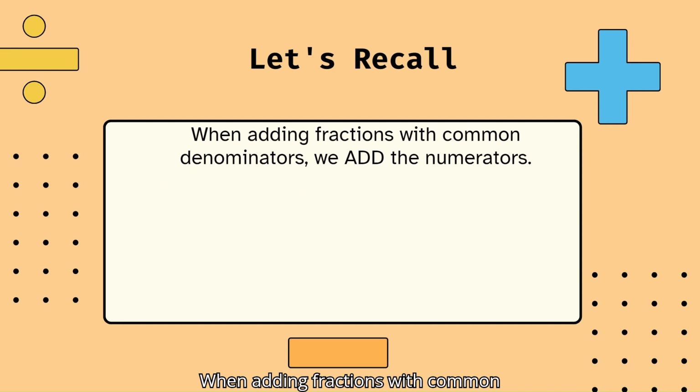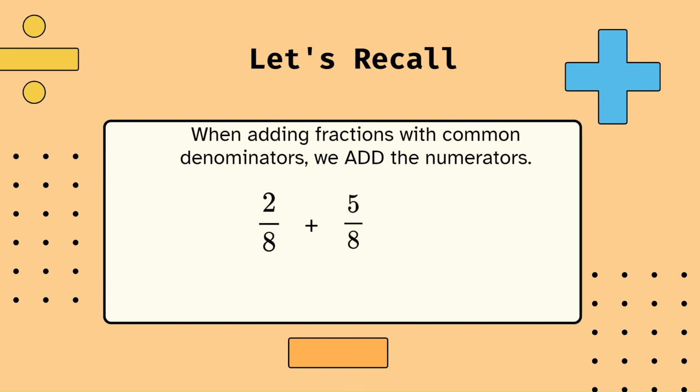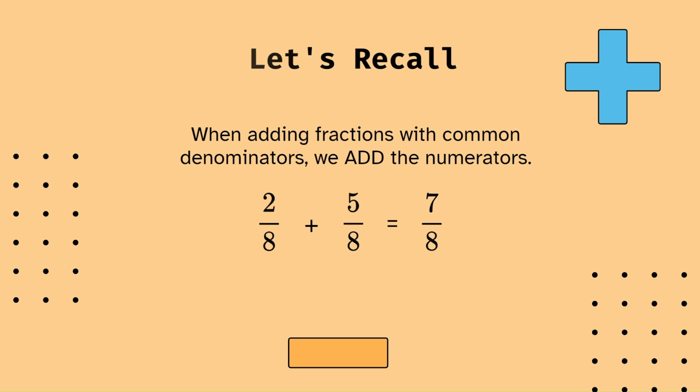When adding fractions with common denominators, we add the numerators. For example, 2 over 8 plus 5 over 8 will equal 7 over 8 because 5 plus 2 is equal to 7. The denominator stays the same.